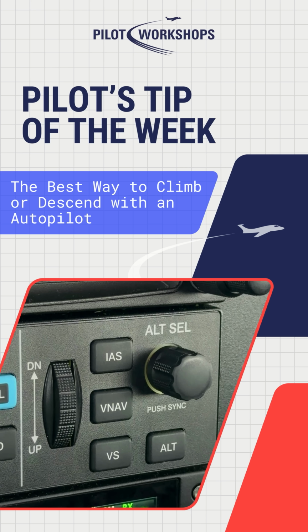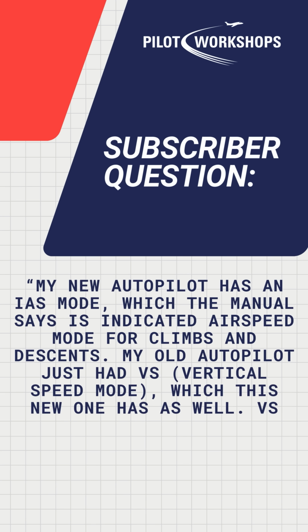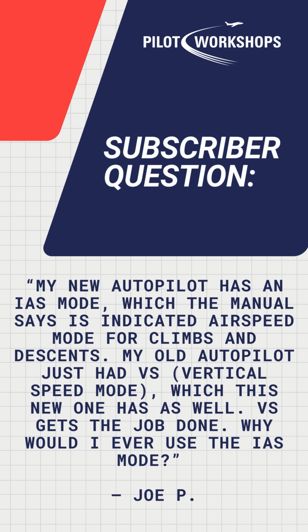This week's question comes from Joe, and he asks, my new Autopilot has an IAS mode, which the manual says is indicated airspeed mode for climbs and descents. My old Autopilot just had VS, or vertical speed mode, which this new one has as well. VS gets the job done. Why would I ever use the IAS mode?